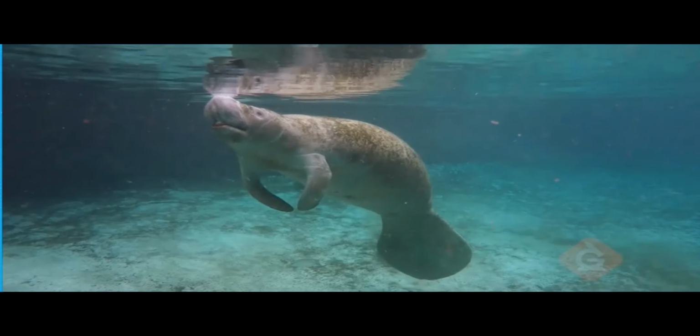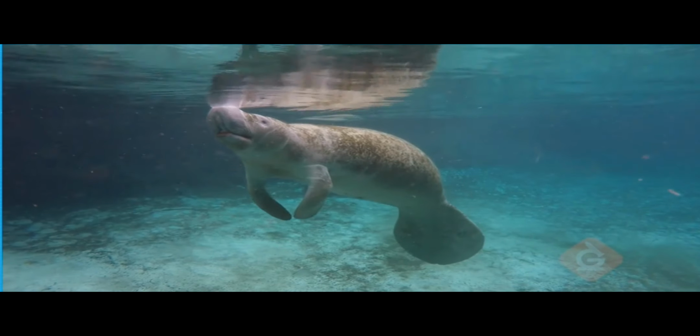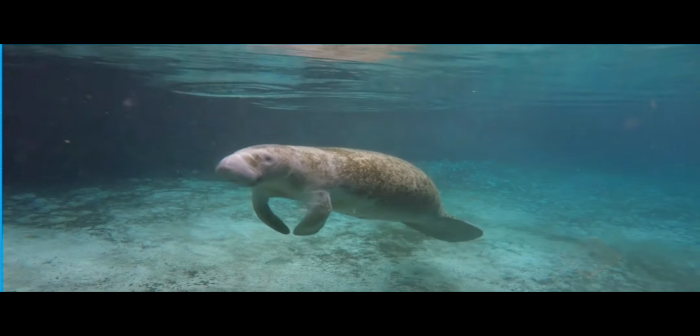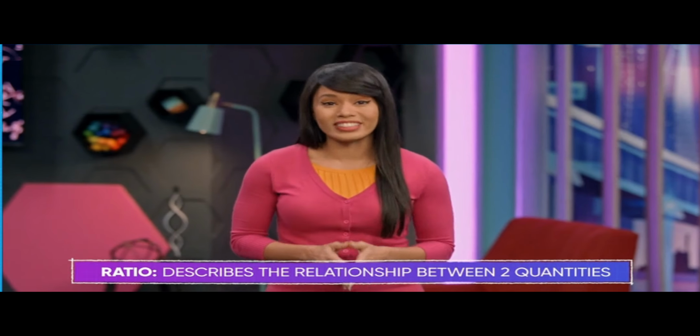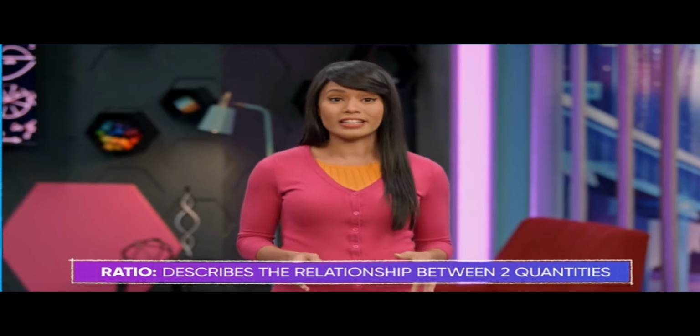First, let's see how manatees can help us learn about ratios. So cool. Remember that a ratio describes the relationship between different quantities. For example, these manatees have 3 flippers for every 2 eyes. We can show that as a ratio of 3 to 2.